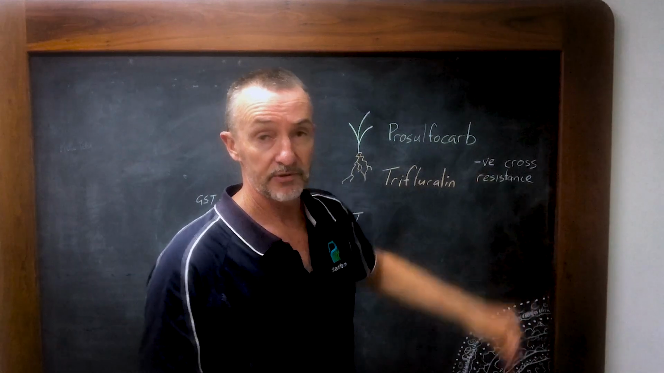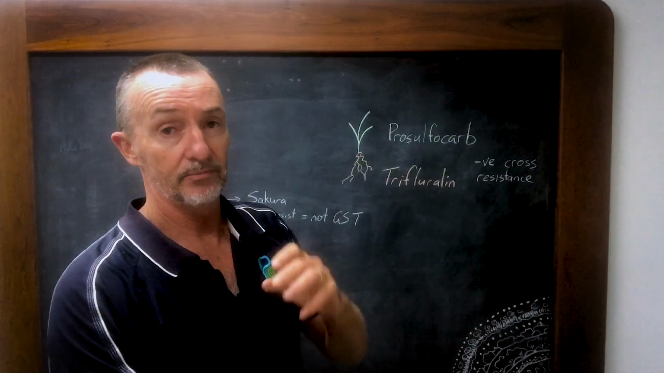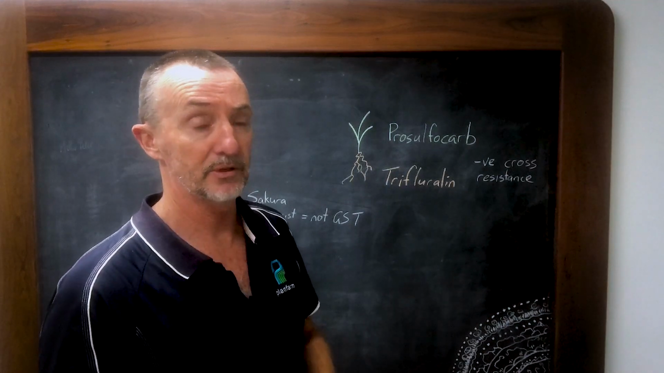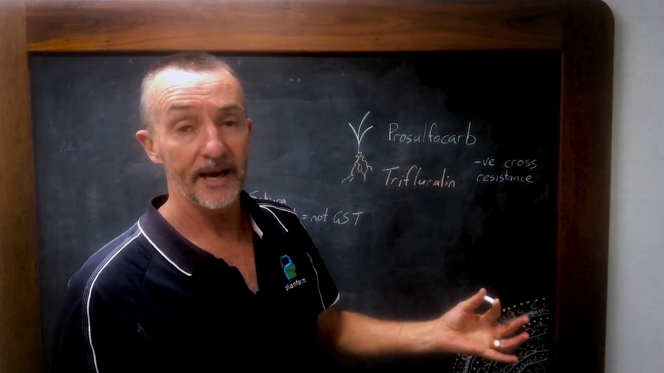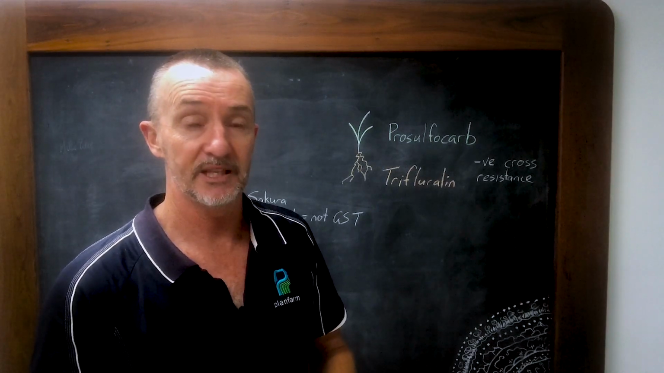It's called negative cross resistance. That's when your resistance to one herbicide makes another herbicide more susceptible, makes plants more susceptible to that herbicide. So they confirmed that happened, but they still don't understand exactly what's going on with the enzymes in the plant.